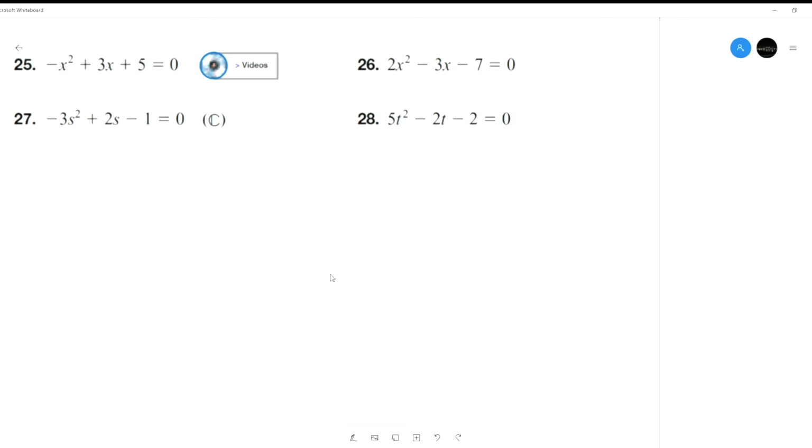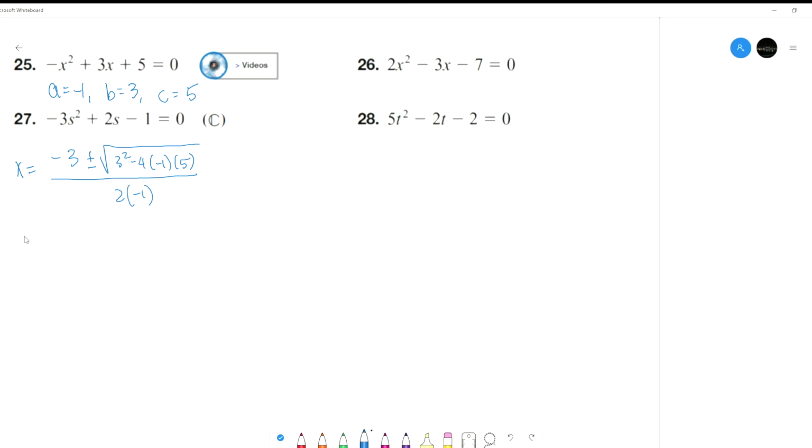Let me do 25 and 27 on this page, and then I'll move to the right side and do 26 and 28. All right, so for 25, I have a is equal to negative 1, b is equal to 3, and c is equal to 5. So x is equal to negative b plus or minus the square root of b squared minus 4ac all over 2a. So I have negative 3 plus or minus 3 squared is 9, plus 20, over negative 2. Okay, so I have negative 3 plus or minus square root of 29 over negative 2.